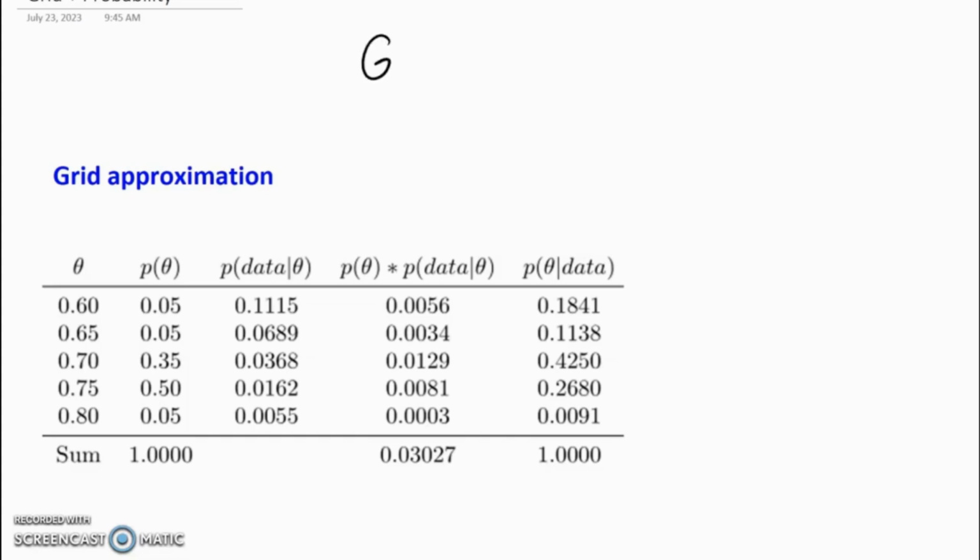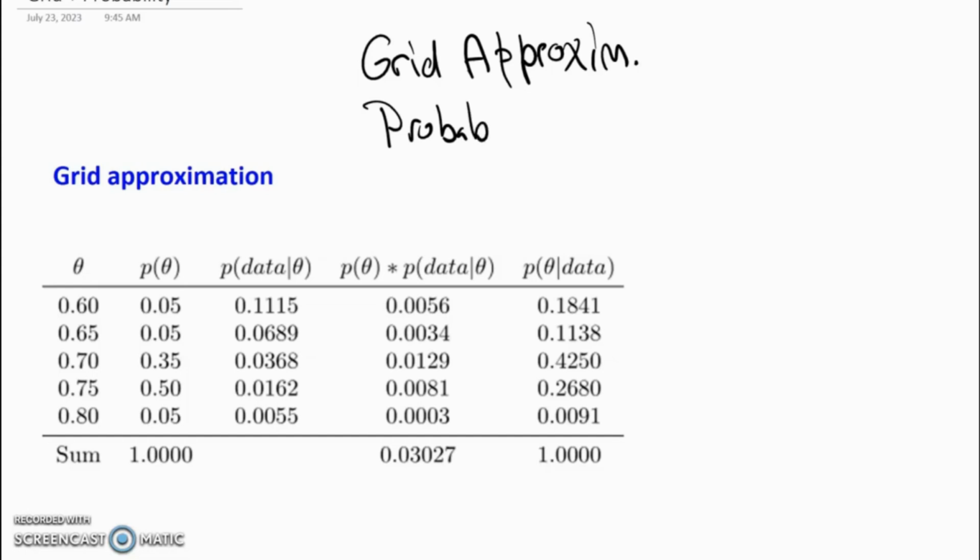In this video, I want to go over two things. The first is grid approximation. And secondly, I want to consider what we actually mean by the word probability. So we begin with grid approximation.